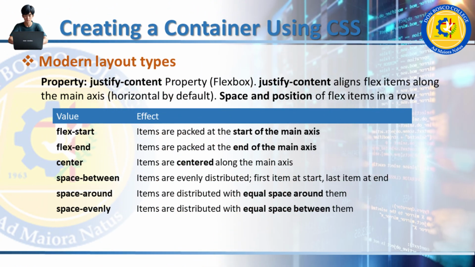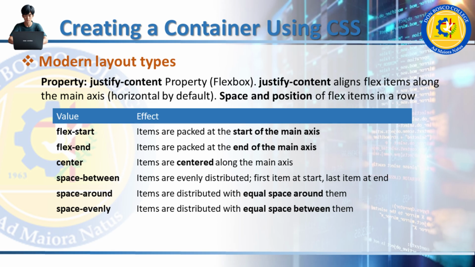Next is the Justify Content property, which aligns Flex items along the main axis. By default, the main axis is horizontal. This property controls the spacing and position of Flex items within a row. When set to Flex Start, items are packed at the start of the main axis, while Flex End packs items at the end. The center value centers the items along the main axis.